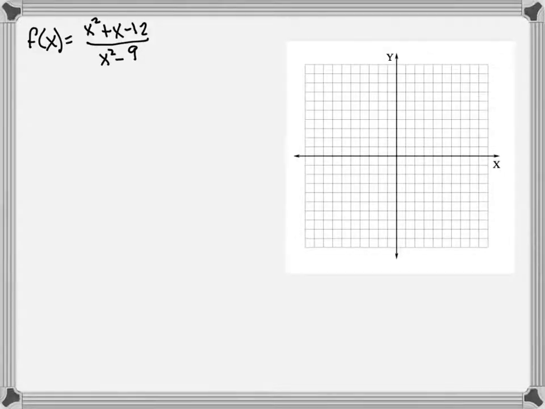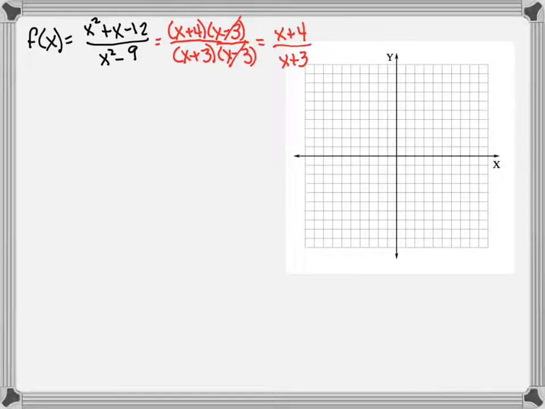So let's look at f of x equals x squared plus x minus 12 over x squared minus 9. Factoring, we get (x plus 4)(x minus 3) over (x plus 3)(x minus 3). The x minus 3's cancel, so our simplified form is f of x equals x plus 4 over x plus 3.